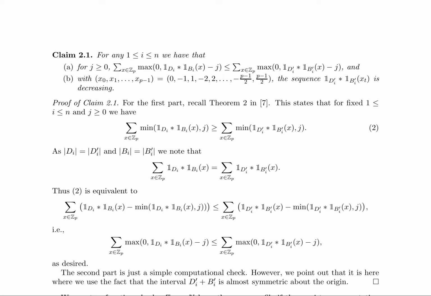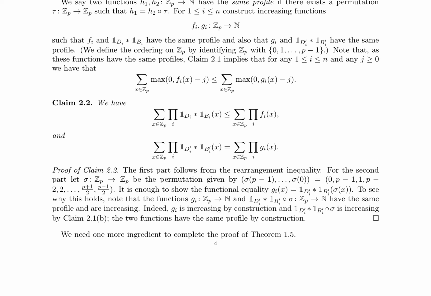This claim relies on Theorem 2 in reference 7, establishing a relationship between the summation of min(...) and the summation of min(...). By noting d equals d_i and b equals b_i, the authors derive an equivalent inequality involving the summation of max(0, ...) and the summation of max(0, ...). This inequality is then proven by rearranging the terms.